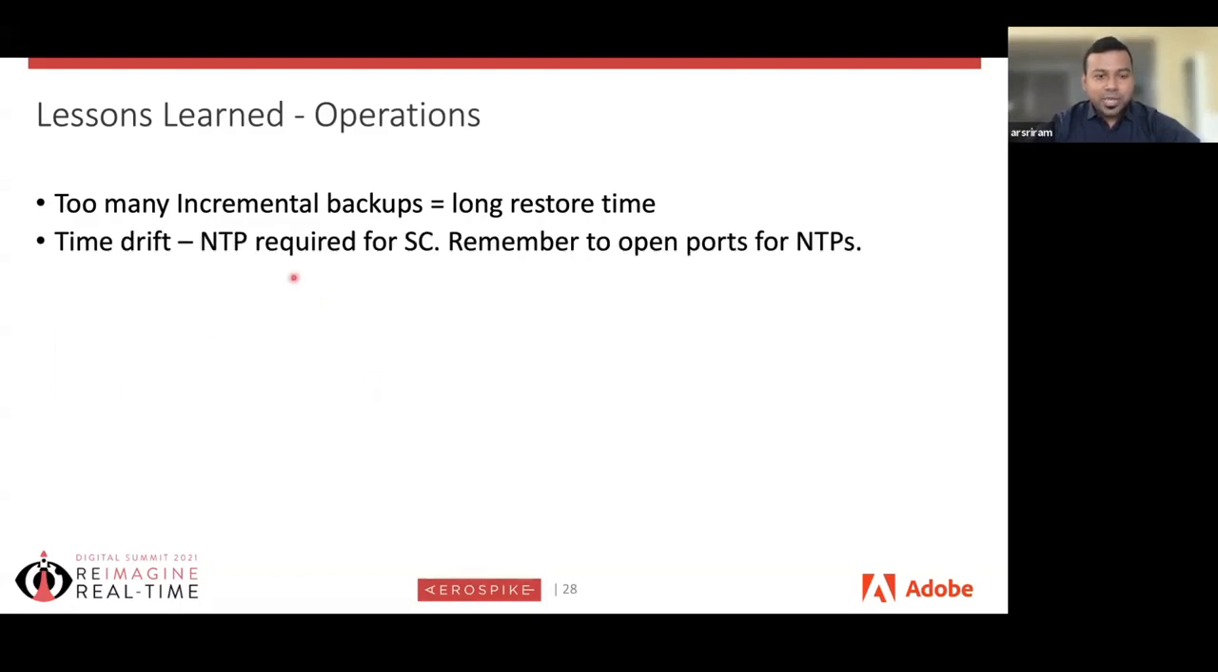We ran into an issue with time drift and then later discovered it was because NTP ports are UDP ports and they needed to be explicitly open. So remember to open the UDP ports required for NTP.